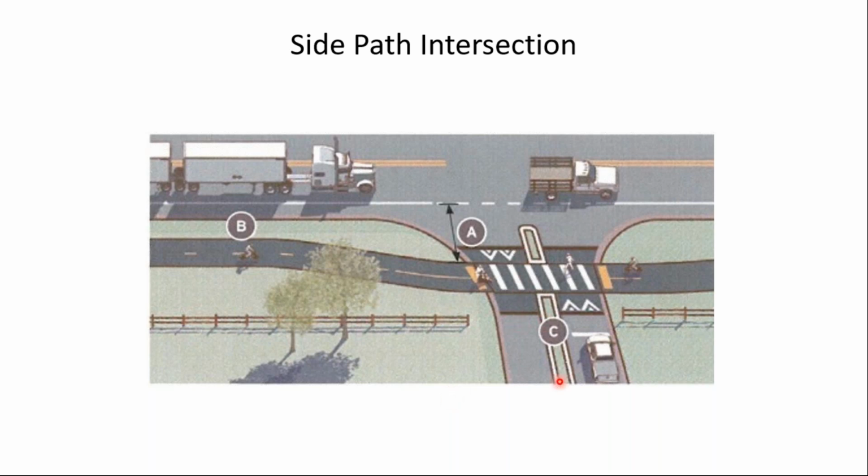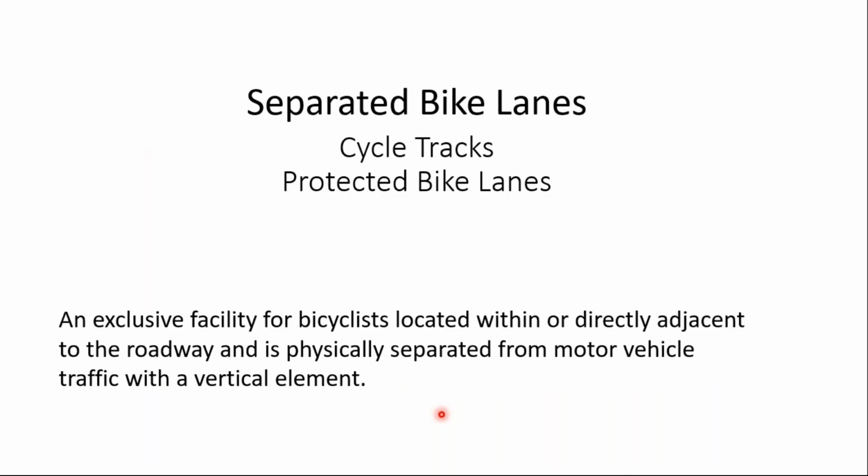And then notice this driveway or side road has a median island here, and of course a stop line back here or yield line. And then, of course, for accessibility considerations, since the crosswalk or the path is crossing a roadway, we need to have the detectable warning surfaces on both sides of the facility there. So those are the side paths.